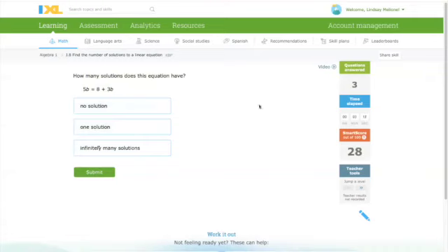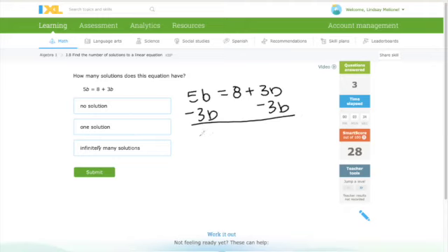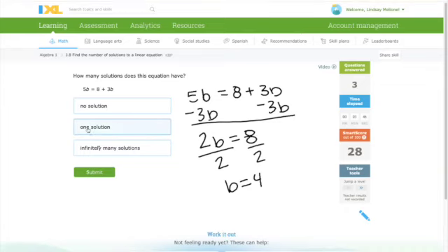For this one, I'm going to solve for B, which means I have on one side 5B equals 8 plus 3B. I want to get the b's by themselves, so I'm going to subtract 3b from both sides, leaving me with 2b equals 8. And when I divide both sides by 2, I get b equals 4, which is one specific statement, so that is one solution.